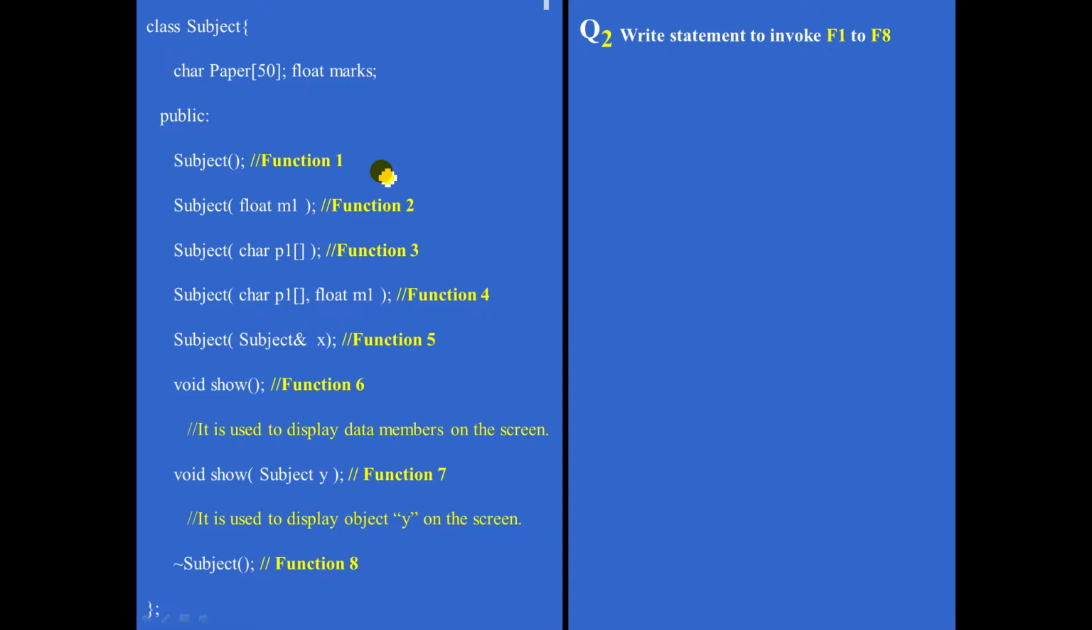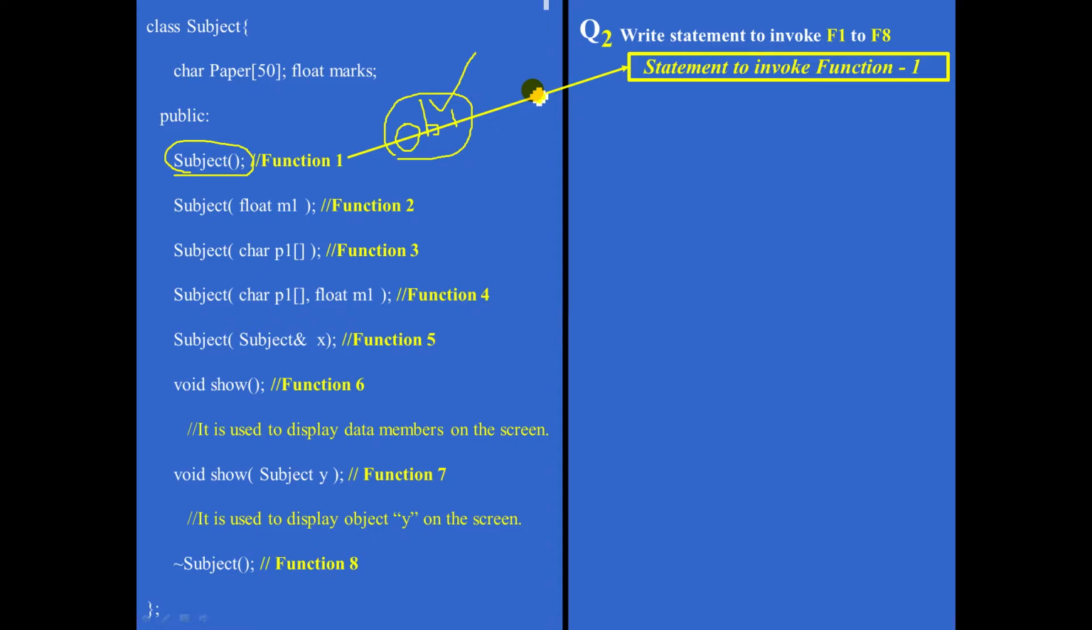I told you, in a program, if you encounter an object of a class, two things take place. First, memory is allocated for the object. After that, the corresponding constructor is called. So in order to call or invoke a constructor, what you need to do is declare an object of the class. The statement can be written like this: class name followed by object name, subject OB1, because when you declare an object of a class, two things take place. One, memory is allocated for OB1, and after that the corresponding constructor will be called.